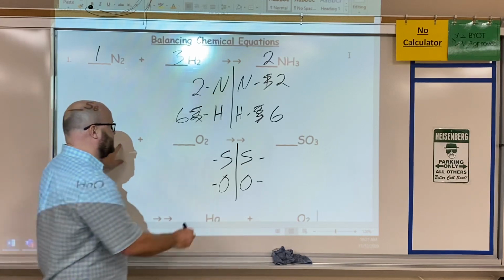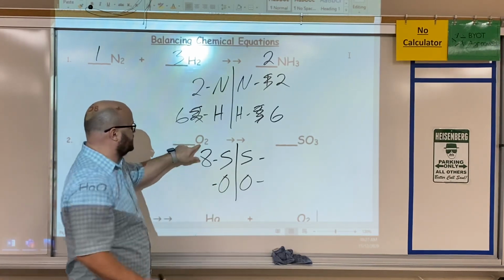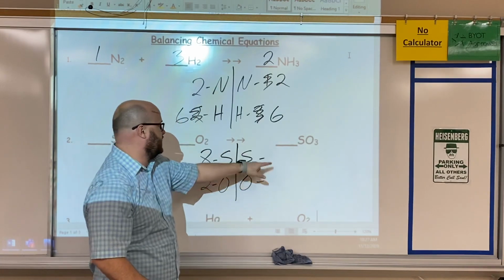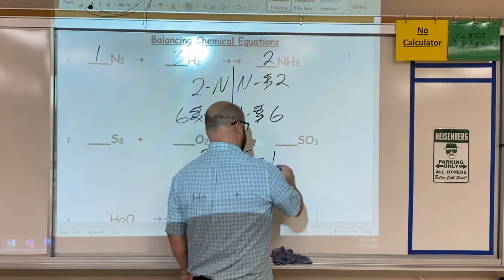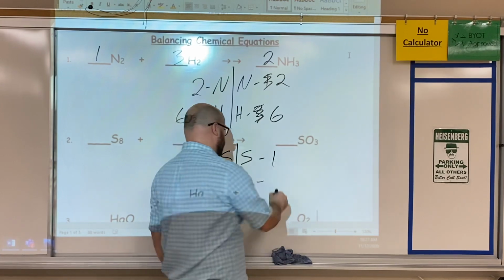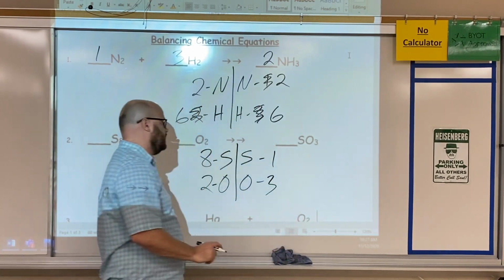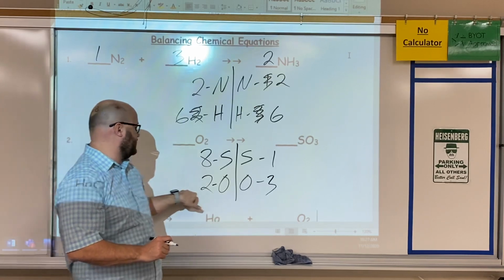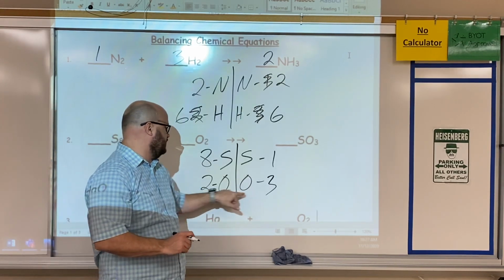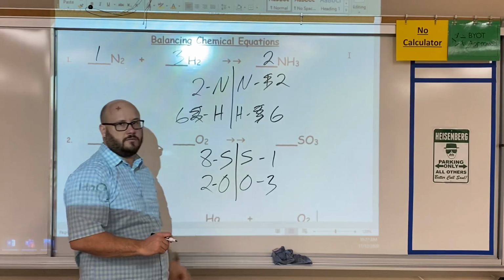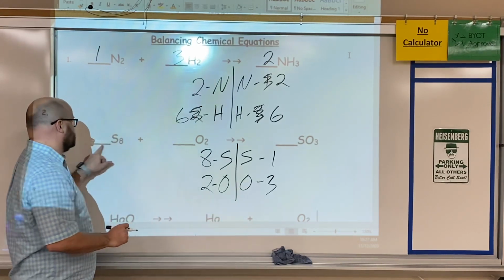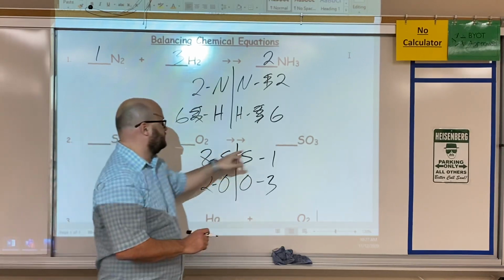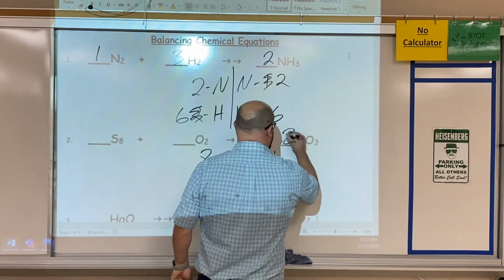Sulfur, we've got 8. Oxygen, we have 2. Other side, sulfur is only 1. Oxygen is 3. Neither is balanced. If you look at this, can you make oxygen balance with 1 move, a 2 and a 3? No. Can you make sulfur balance with 1 move, 8 and a 1? You can do that. Add an 8 right there.